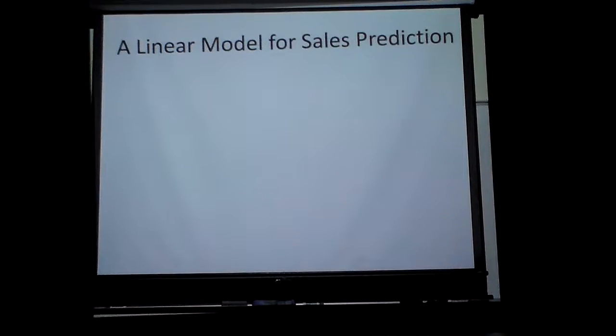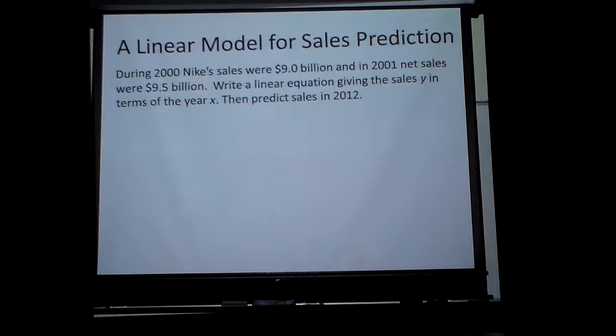All right, well, how do I use some of this stuff in real life about points and slopes? Well, let's look at a problem here. Let's look at Nike. In 2000, their sales were $9 billion. In 2001, their sales were $9.5 billion. So let's write an equation so that we can predict what their sales will be in 2012.